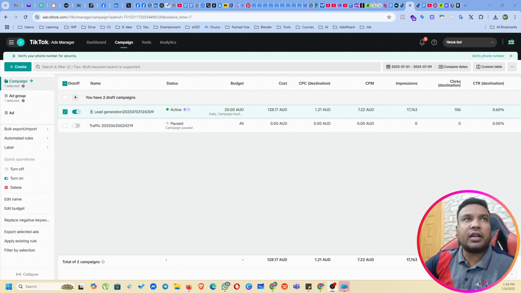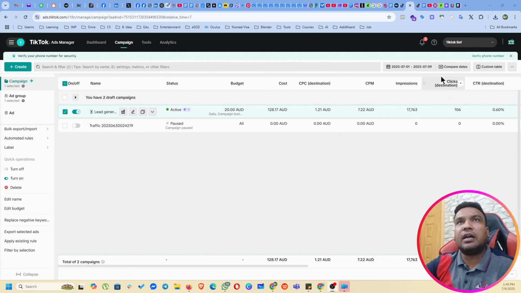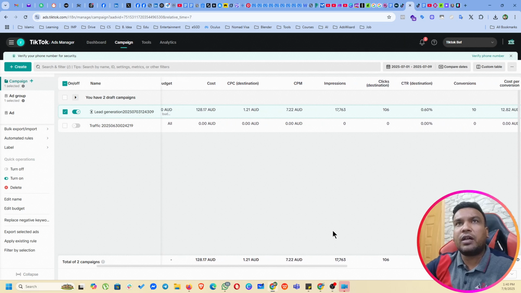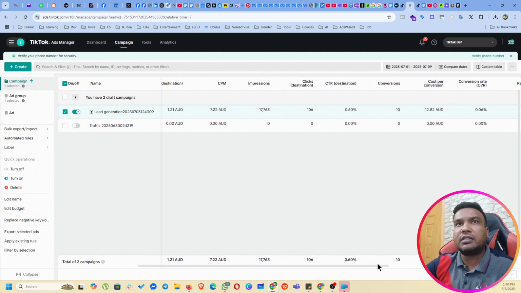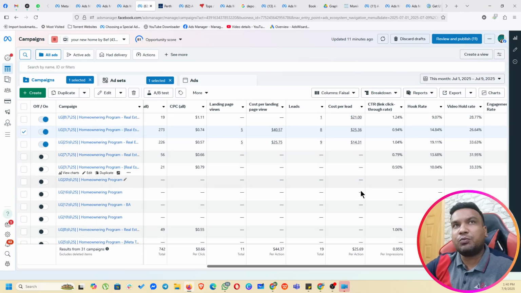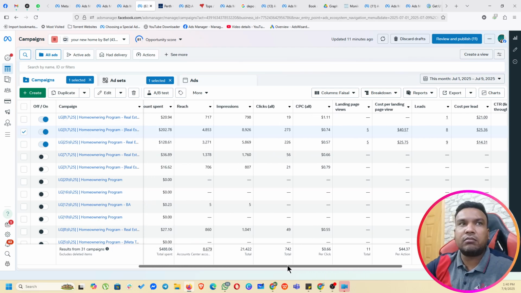So first of all, on TikTok, you can see during this time period, we have spent 128 Australian dollars, and we have got 10 leads during this time period, and the cost per lead was 12.82. But again, with the same creative and same copies on Facebook, we have spent more than on TikTok.